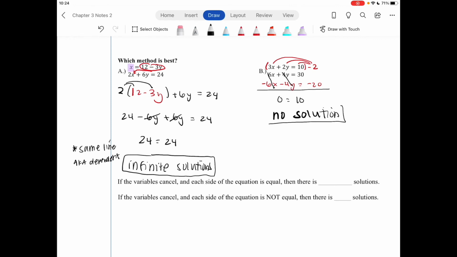Relating this back to what we did yesterday with systems, this would mean that we have parallel lines, which is considered an inconsistent system.